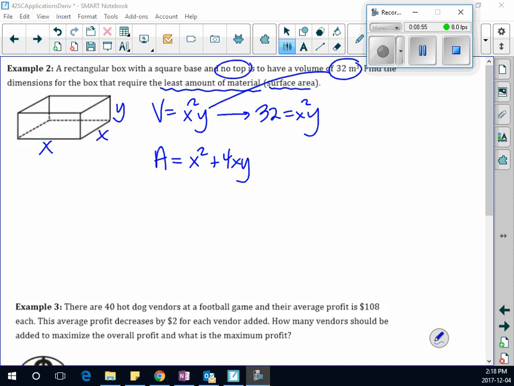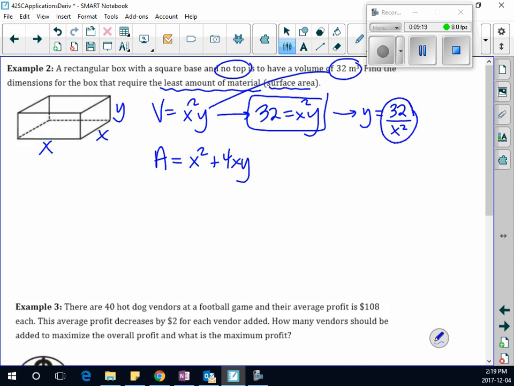So if I were to find the derivative right now, does everybody see I have 3 variables? I need to get it down to 2. So this right here is going to help us. If I solve for y, I will be able to replace this y. So does everybody see y equals 32 over x squared? Yes?